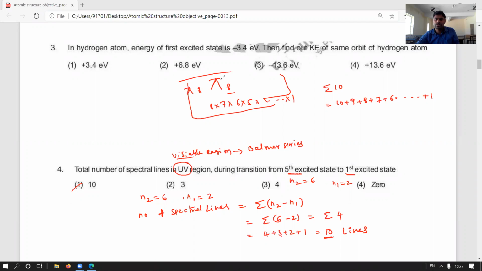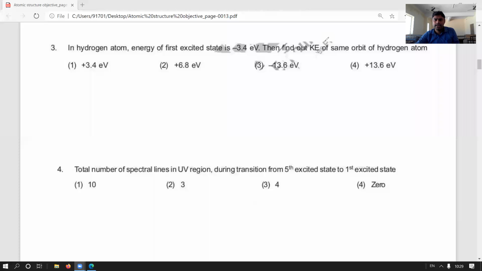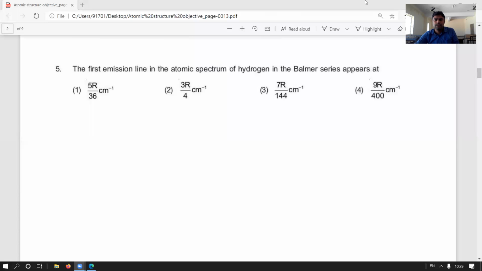Okay, let's see the next question. It's a very easy question, ma, directly formula based. The first emission line in the atomic spectrum of hydrogen, in the Lyman series and Balmer series, they have asked.